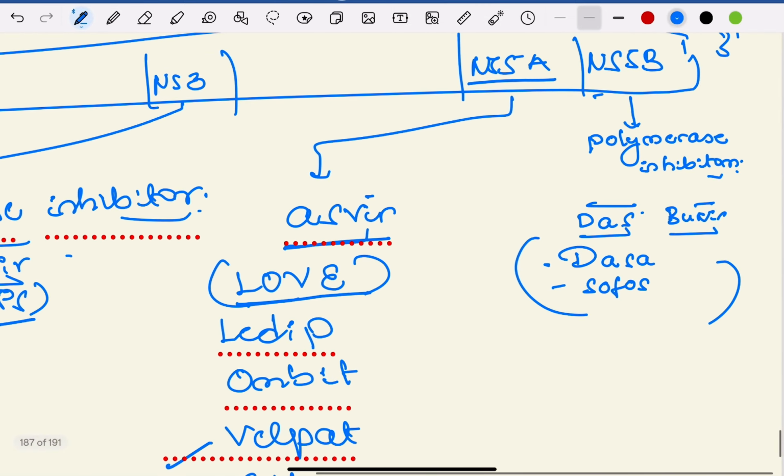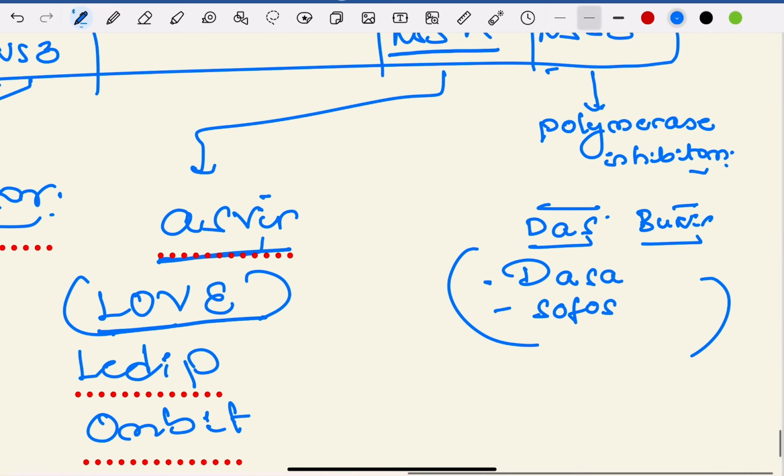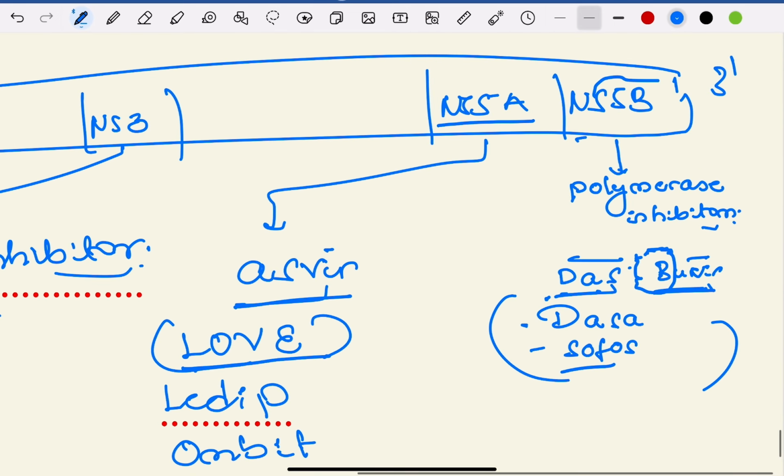So what is the other class of drugs? NS5B drugs. Here they are polymerase inhibitors. They can be nucleoside inhibitors or non-nucleoside inhibitors. That can be remembered by DAS. DA stands for dasabuvir and S stands for sofosbuvir. So these drugs end with buvir. Those drugs ending with buvir, remember it is B, buvir. So it is NS5B. So B means buvir. A means asvir.